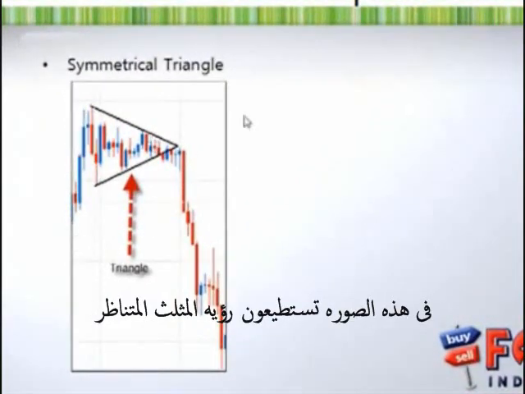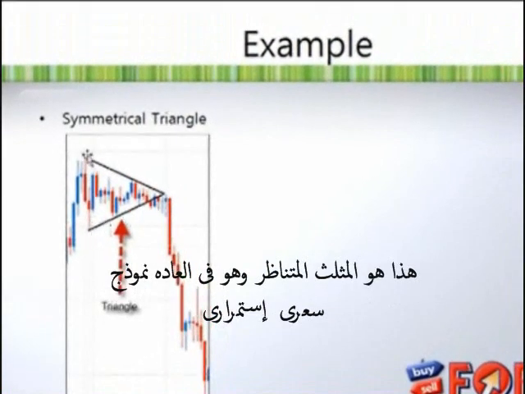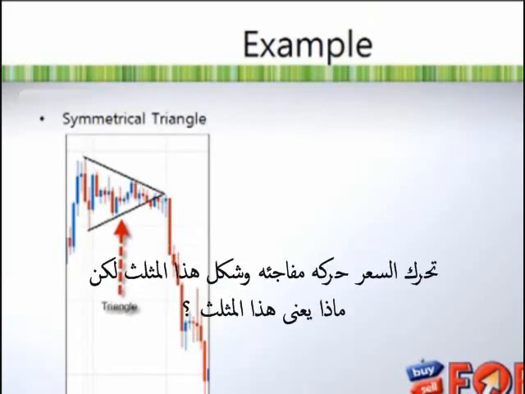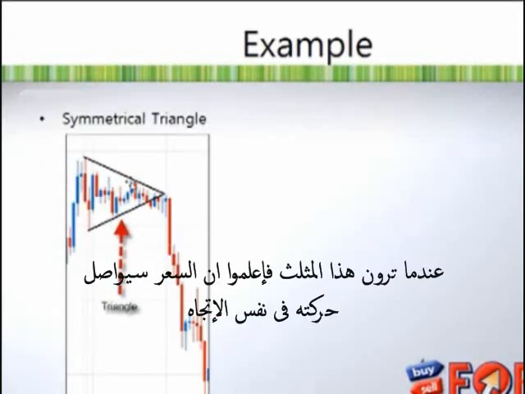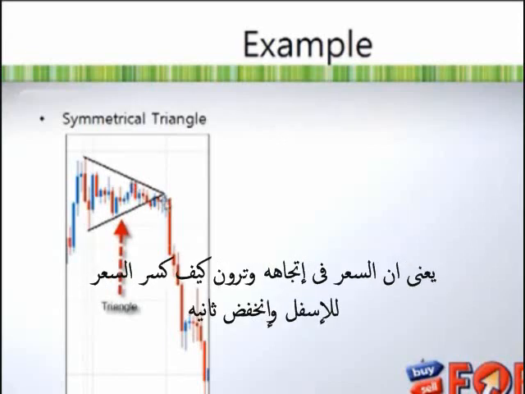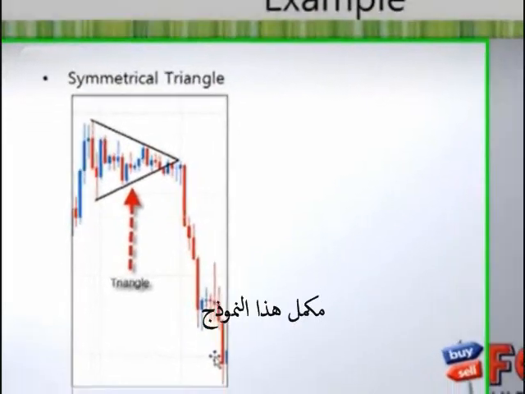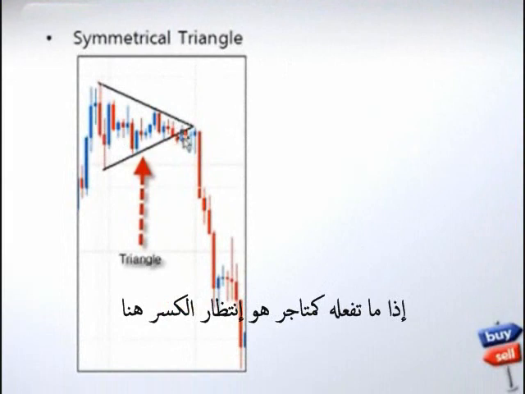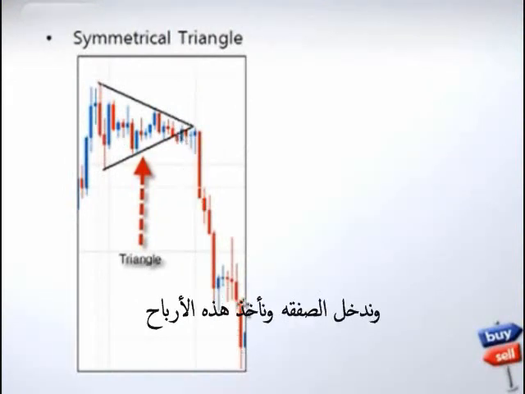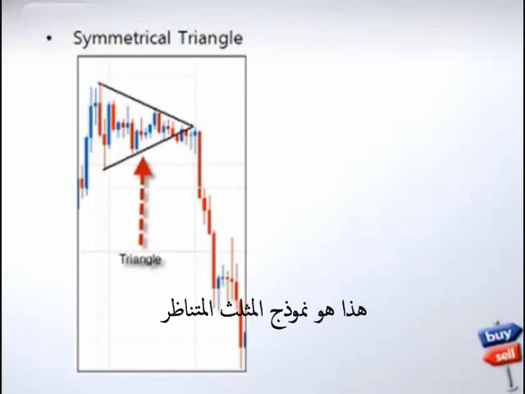From this picture here, you can see that a symmetrical triangle looks this way. You can see the triangle looks symmetrical, and it usually is a continuation pattern. The price moved down, a sharp movement down, then starts to form this symmetrical triangle. Whenever you see a symmetrical triangle, it's always telling you that the price is going to continue in its direction again. And sure enough, you can see the price breaks down and goes down again, continuing in this pattern. So what we do as a trader is wait for the valid breakout here and enter a trade to make these profits. That is the symmetrical triangle pattern.